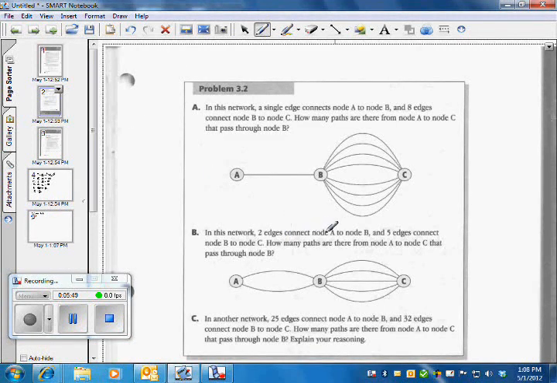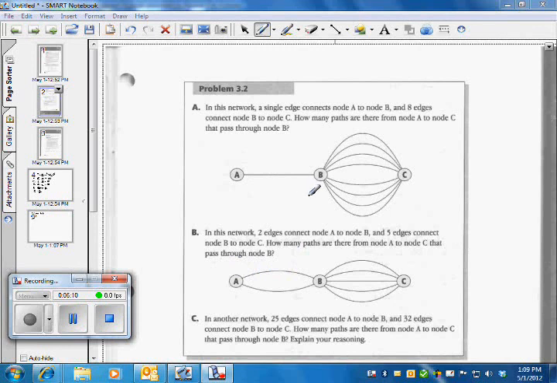Next question. In this network, 2 edges connect node A to node B, and 5 edges connect node B to node C. How many paths are there from node A to node C that pass through node B? Try that one, and then unpause when you think you have the answer. This one's definitely going to be harder just to count. Not impossible, but a little bit harder.